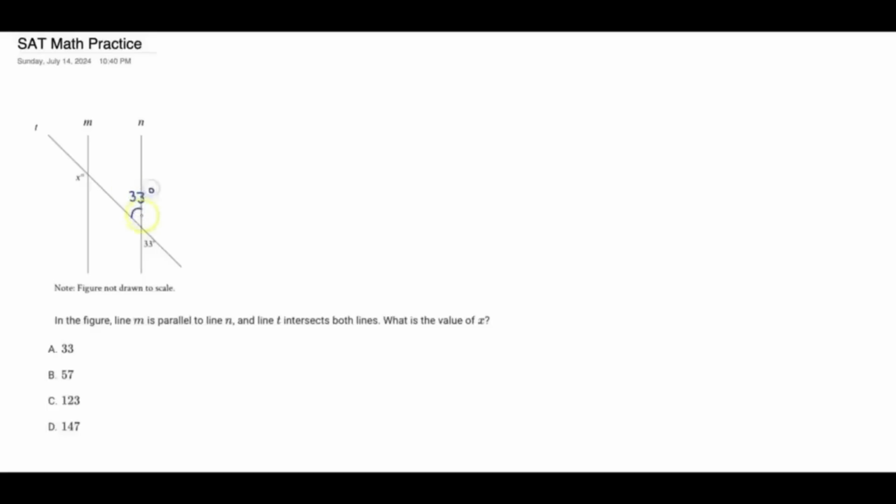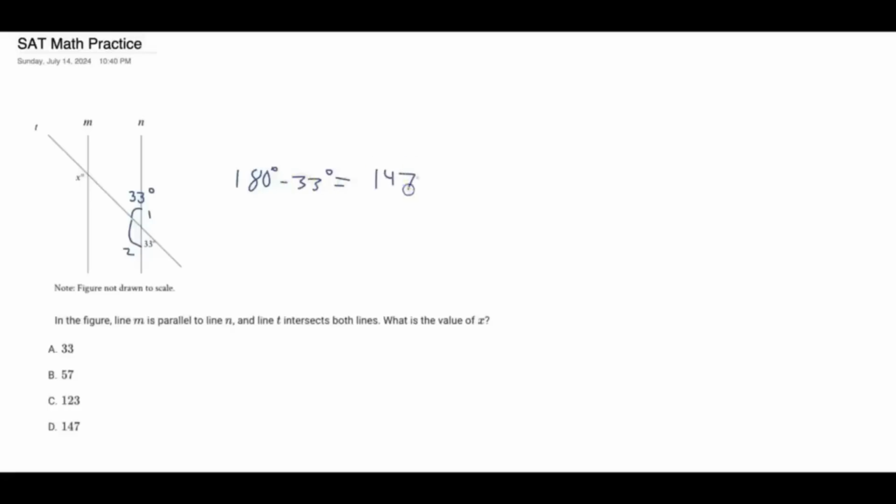So if we call this angle right here that we just labeled angle 1, and let's call this one angle 2, angle 1 and 2 are supplementary angles, right? Because two angles that make up a straight line will be equivalent to 180 degrees. And so if we know the total between those two angles is 180 degrees, we just found angle 1, then we can find angle 2. And so angle 2 here will be 147 degrees.